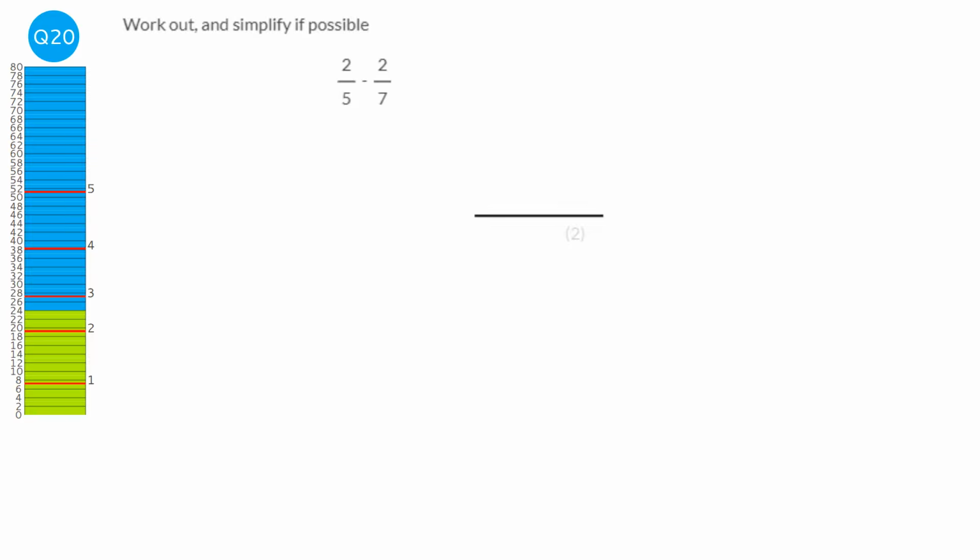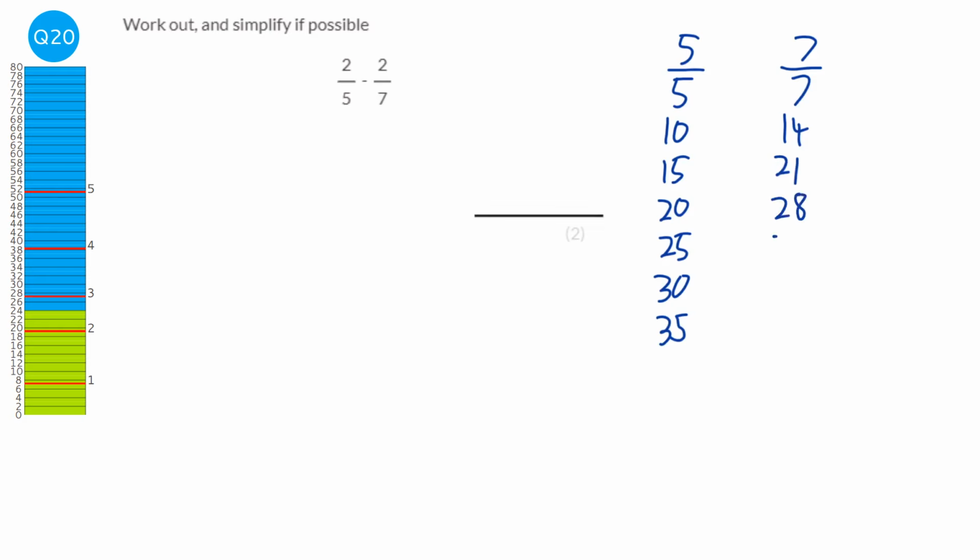To be able to add or subtract fractions, we must make the denominators the same. So what we do is we write out the 5 and 7 times tables. So 5, 10, 15, 20, 25, 30, 35. And you keep going through each times table until you get to a number that's the same in both. You can see it's 35 here. So we're going to times top and bottom by something to make the denominator 35.